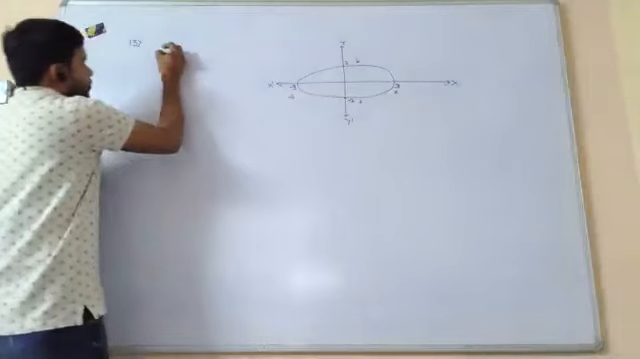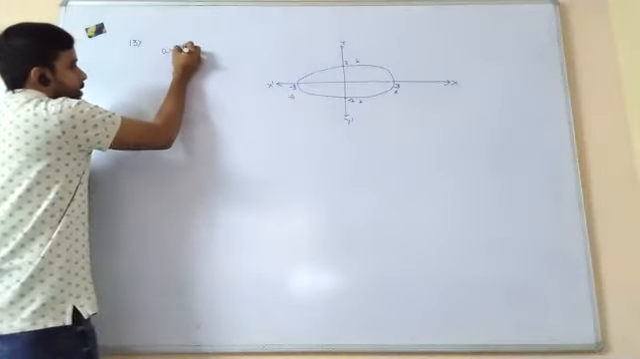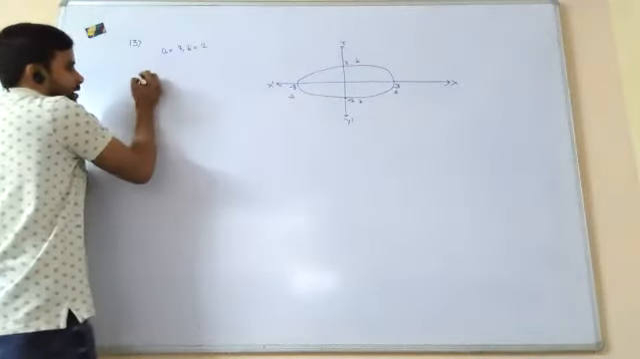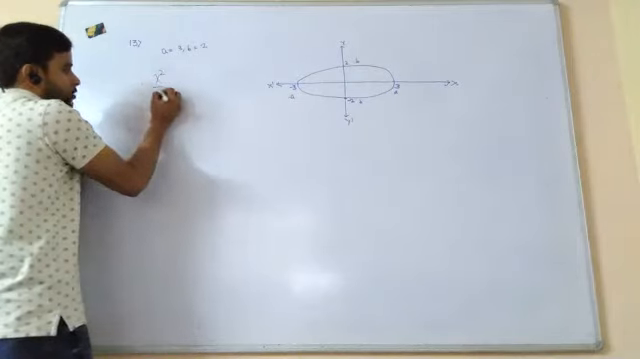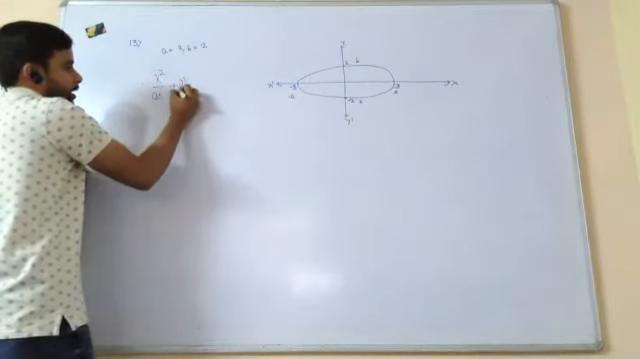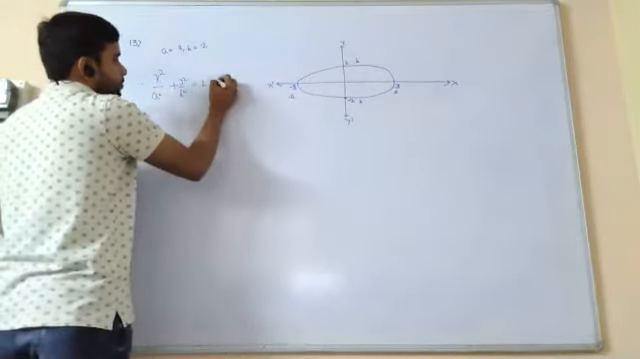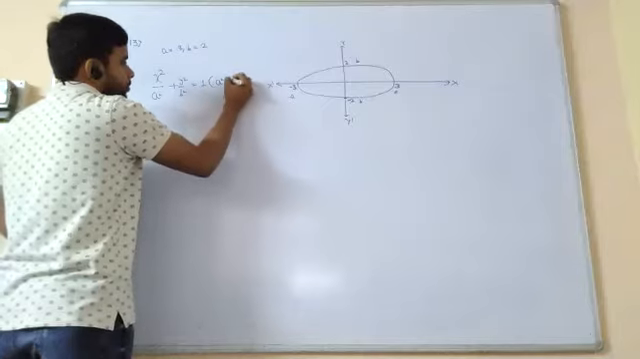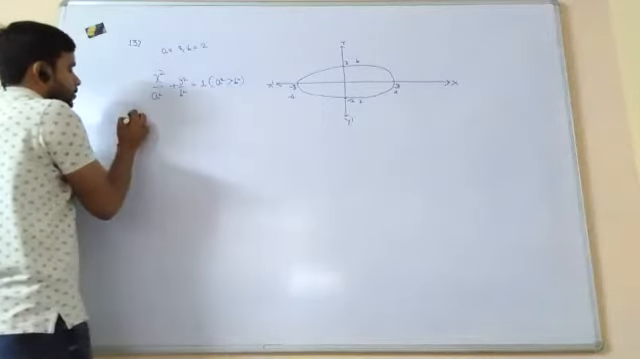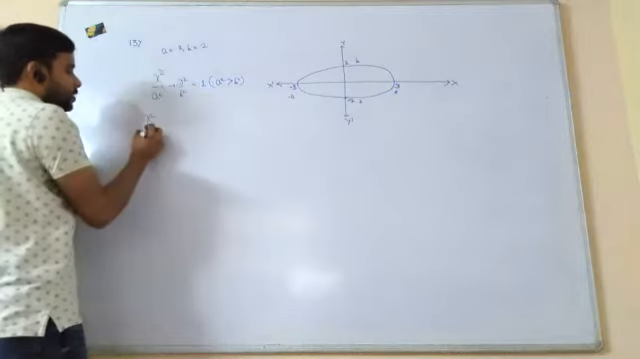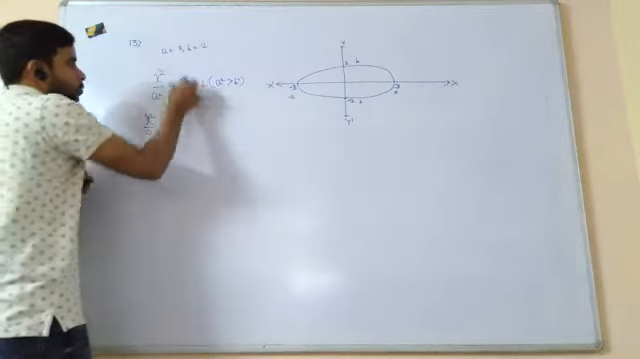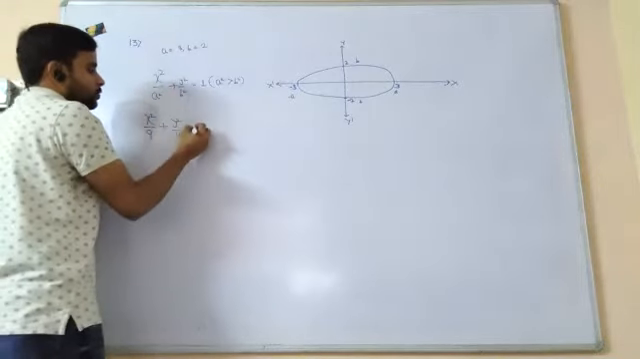So if you know the value of A and the value of B, you can determine the ellipse. And what is the required ellipse? X square by A square plus y square by B square equal to 1. Okay. X square by A square, that is x square by 9. Y square by B square, that is 4 equals to 1.